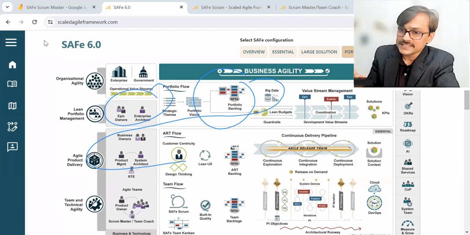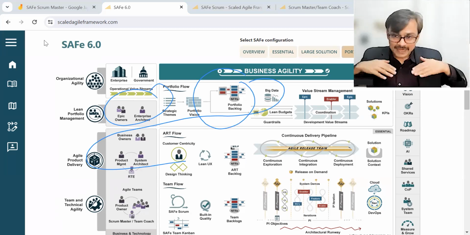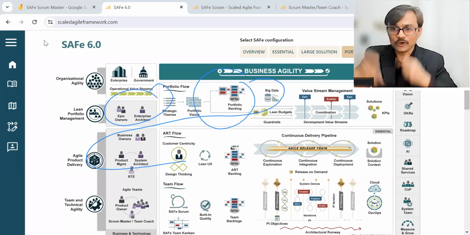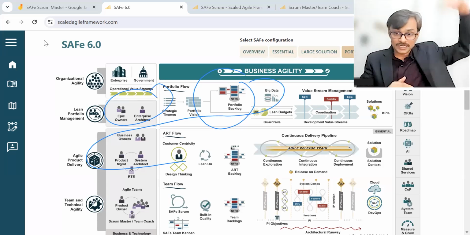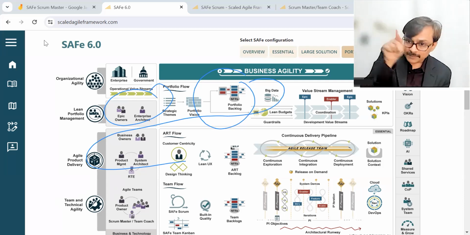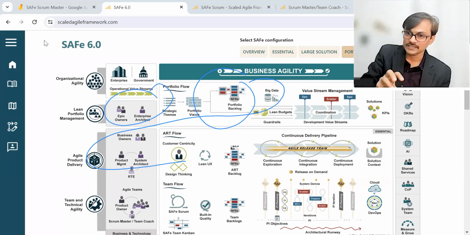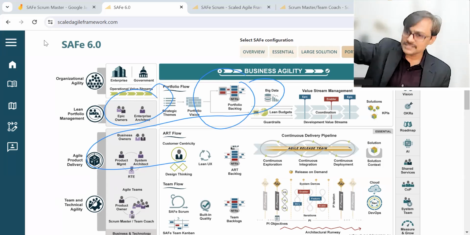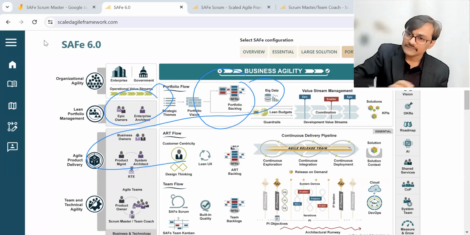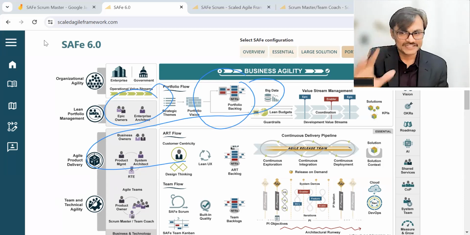If you are using only Essential, there is no connector. Input is directly coming to the ART backlog and you are starting. So your ART backlog is the starting point. If you have a large solution, then input is coming from the bigger group. The committee is giving me the work, and then I will start in a similar way. If I have a portfolio, then I will have a business justification coming in, and only then I will get started. So that kind of interventions are there.